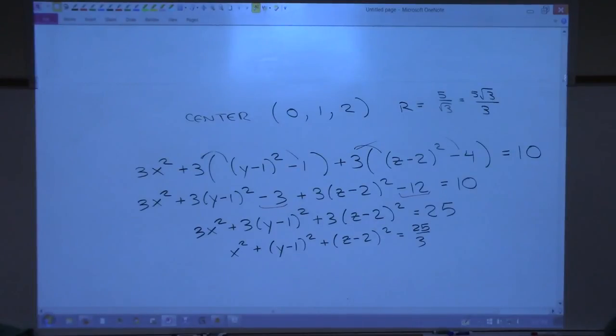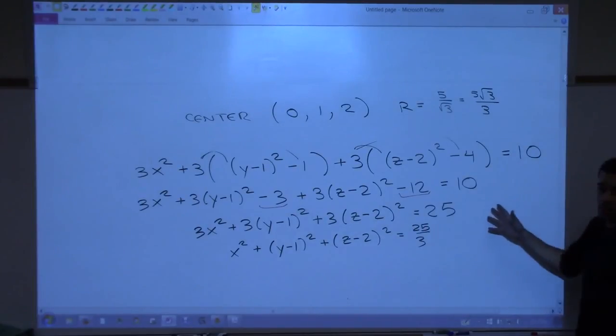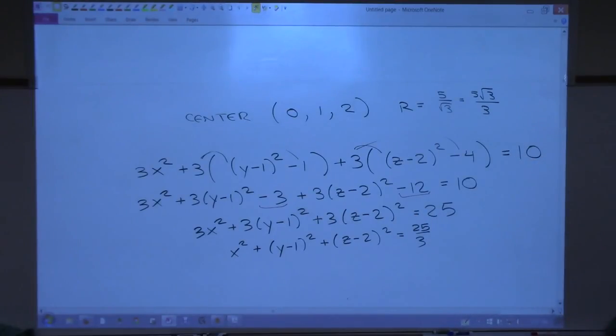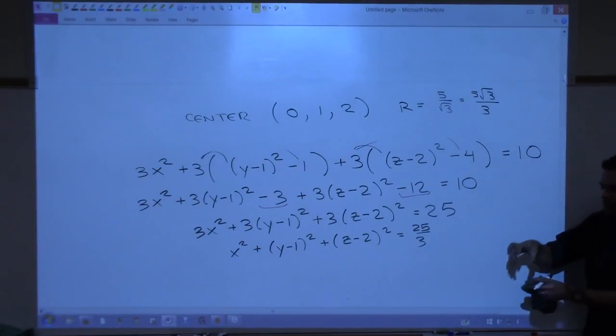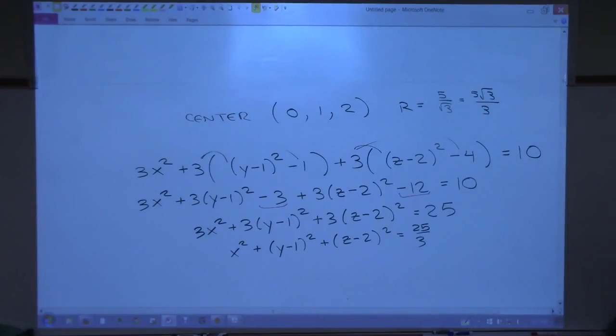Make sense? So that's a homework problem. You know, if I wouldn't have shown you that, you might have looked at it and gone, what the heck do they want there? They want you to turn the equation into something that looks familiar to you so you can extract the center and the radius from it. To do that required some completing the square.